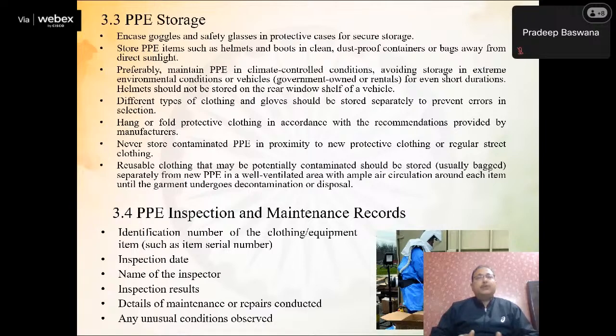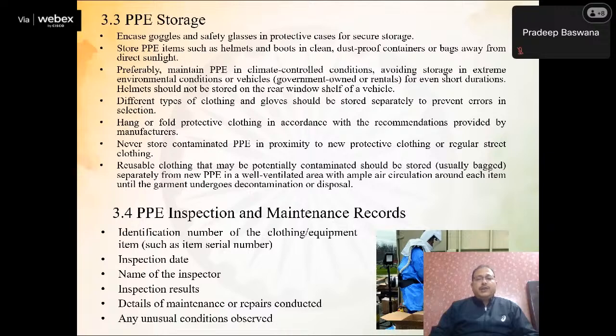So wherever it is written, it is actually a part of the SOP itself, but why are we quoting it again? When we talk about the agent part, it is evident that certain chemicals, certain biological units are persistent, so they should be there on the outer surface of the material. So we have to focus upon all this part, and it should be very clearly mentioned. Different types of clothing are handled in accordance with the recommendations provided by the manufacturers. Again, it's a big thing which I am quoting again. Never store contaminated PPE in proximity to new protective clothing or regular street clothing.